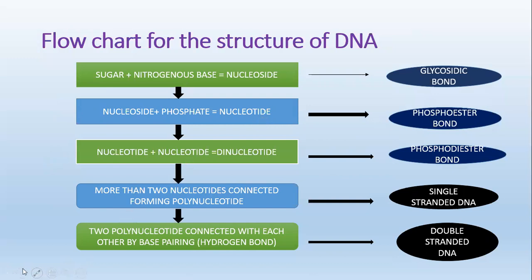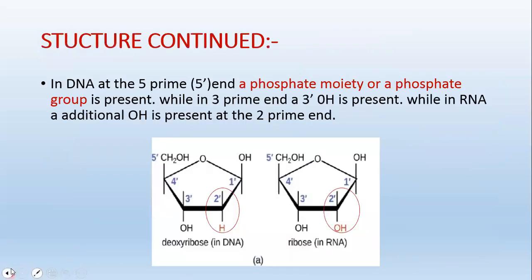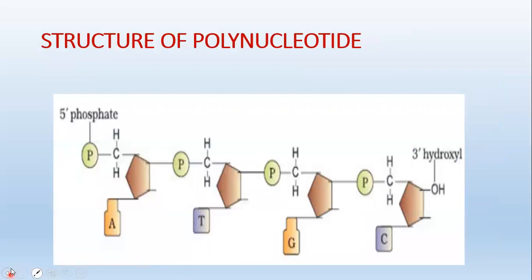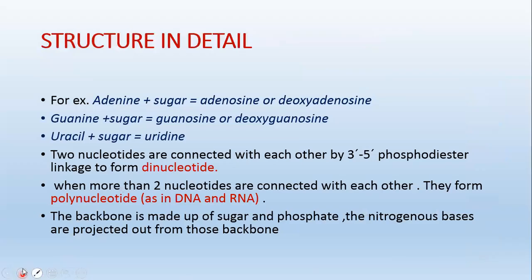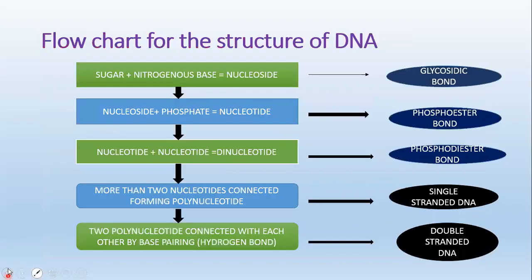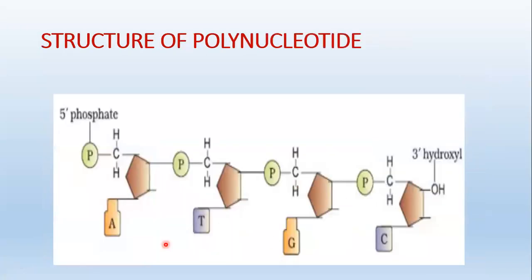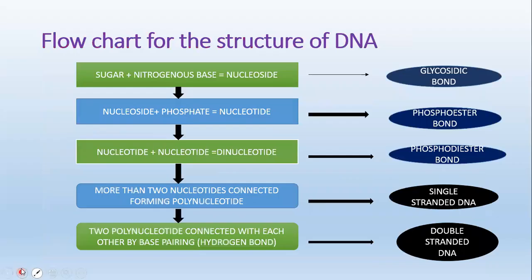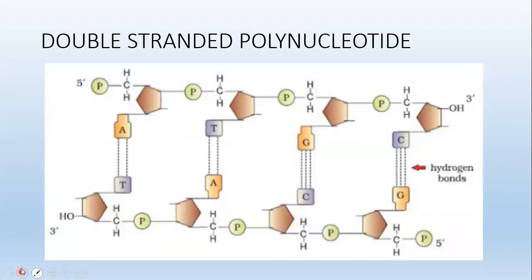Okay, so you have to keep in your mind that A will always pair with T, G will always pair with C. A will always pair with T by how many bonds? The bonds between them are, there are 2 hydrogen bond. G will always pair with C by 3 hydrogen bond. So I hope it is clear, all of you. This is the double-stranded polynucleotide. This is the single-stranded one. What is the difference between DNA and RNA? So I hope everything is clear.